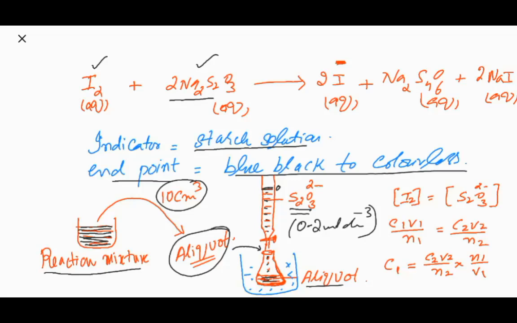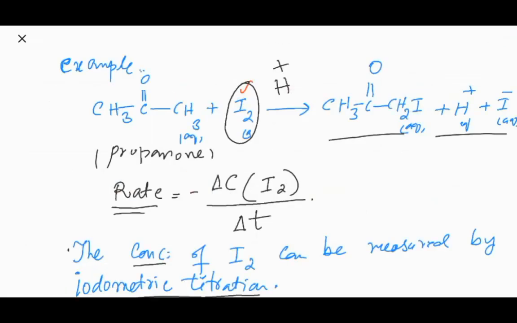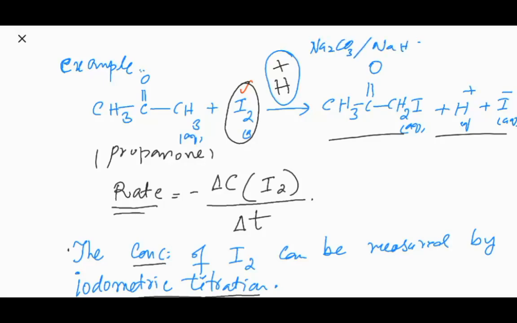or there is another method. You can use a quenching agent. For example, in this case, you know what the reaction is. The reaction is between propanone and iodine. It requires acid as a catalyst. So if you remove this acid, the reaction will stop. So if we add sodium carbonate or sodium bicarbonate to this solution, what will happen?